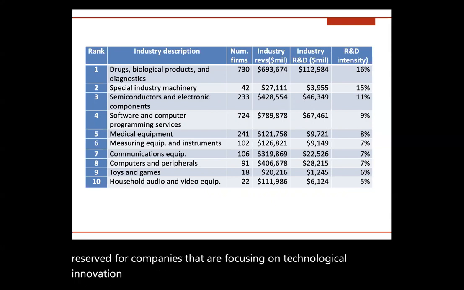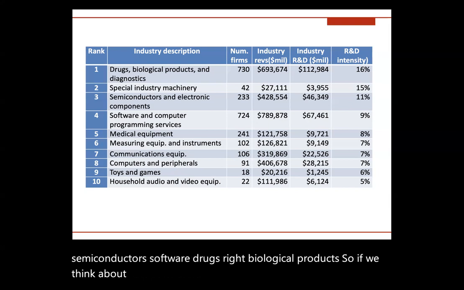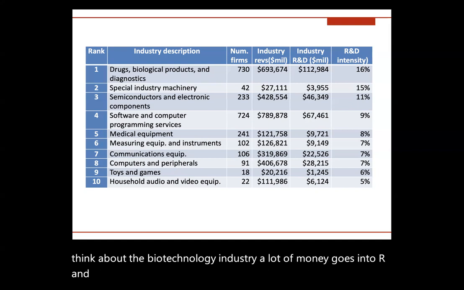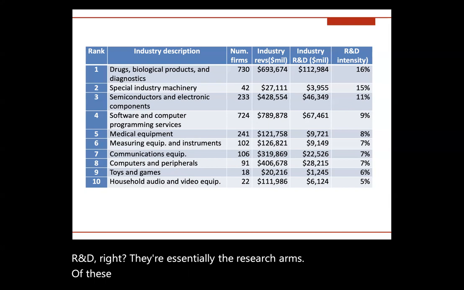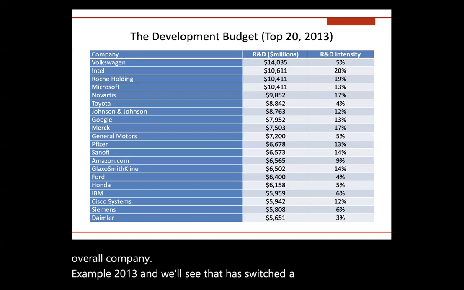And here are some examples: medical equipment, semiconductors, software, drugs, right, biological products. So if we think about the biotechnology industry, a lot of money goes into R&D, right? The research arms of these companies are essentially dominating the budgetary needs of the overall company. Example 2013, and we'll see that has switched a little bit since then.